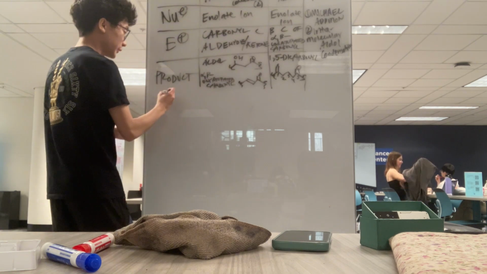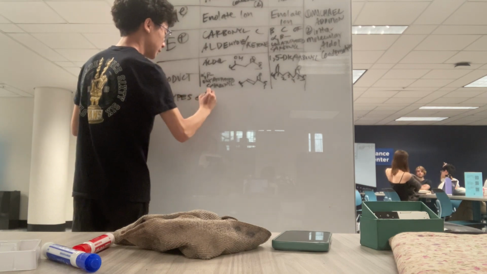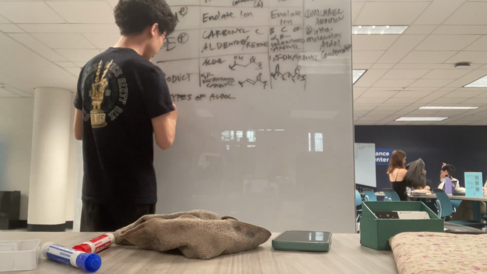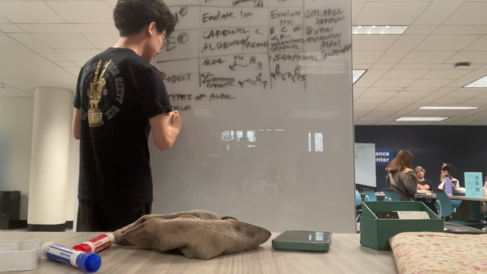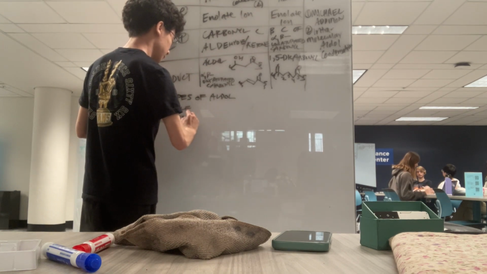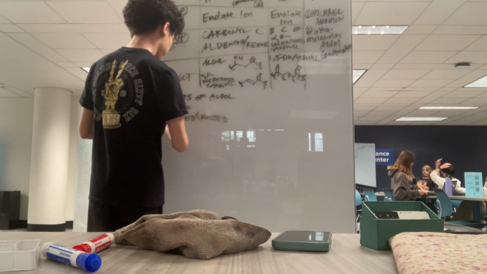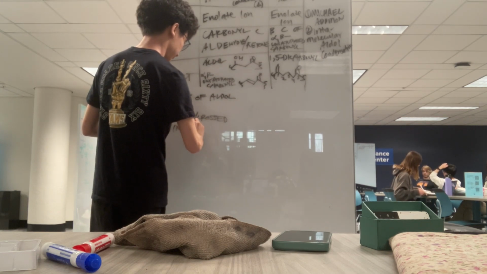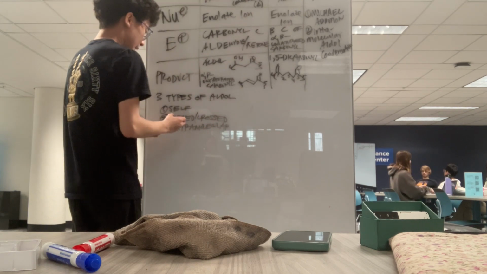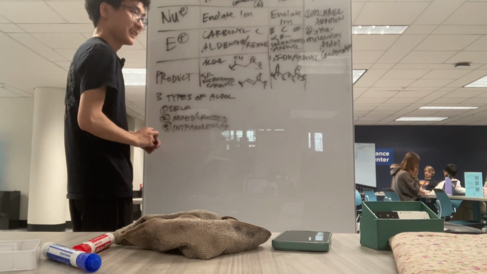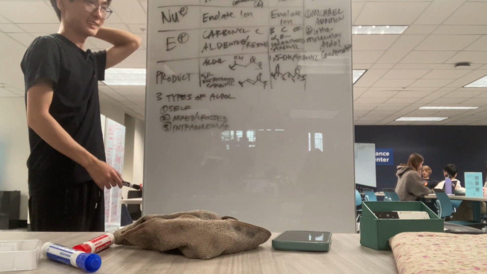And there's 3 types of aldol, right? There's self-aldol, there's mixed or crossed aldol, and there's intramolecular aldol. Right? Self and intramolecular are kind of similar, but self is like the traditional way of doing it.